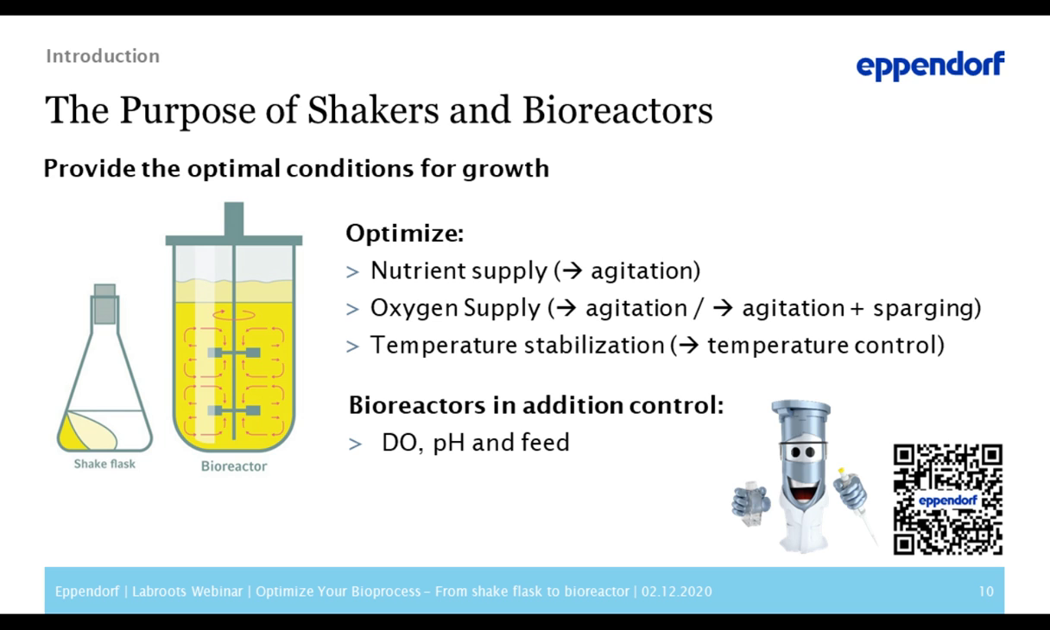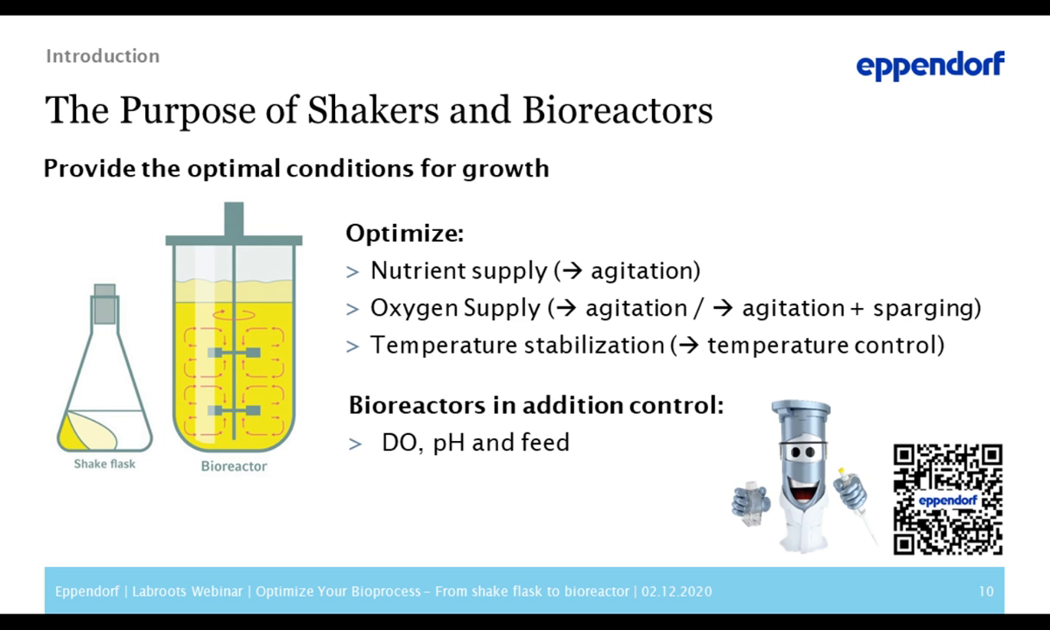Now we come to the shakers and bioreactors, so they should provide the optimal conditions for growth. Agitation, both systems do, stirring or shaking, supports both nutrient and also oxygen supply, as I just said. In shakers, the oxygen supply is a passive process via the liquid swirling surface. In bioreactors, oxygen supply is a controlled process by a mixture of agitation and sparging. Sparging means actively pumping air or pure oxygen to the culture.